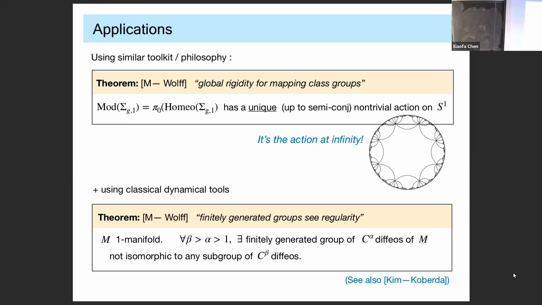You fix a manifold, say M is the circle. If you fix two different degrees of regularity, there is a finitely generated group of C^alpha diffeomorphisms that is not isomorphic to any subgroup of class C^beta. So the regularity of your diffeomorphism group is detected purely by the finitely generated subgroups. This was proved independently using different methods by Kim and Kuberta around the same time, 2019, 2020, 21. I don't know, the pandemic makes it hard to recall recently.